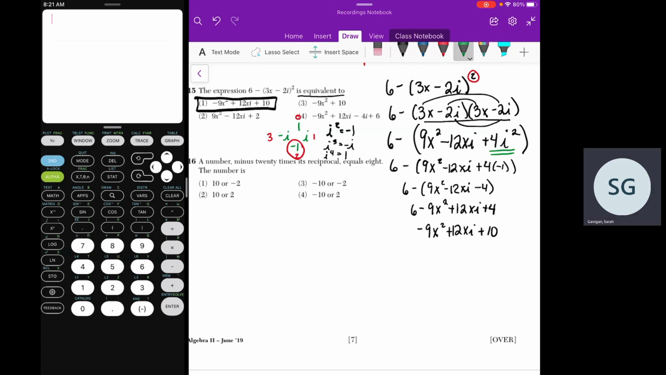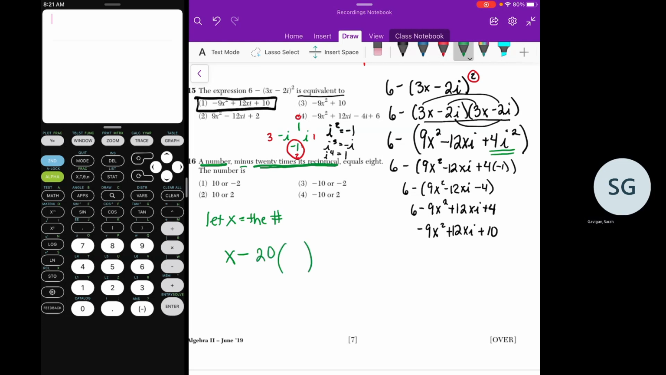So we have a number. Let's let x equal the number. So we have a number minus 20 times its reciprocal. Okay, so we have 20 times, if x is the number, the reciprocal of x is 1 over x, equals 8. We have to solve for the number.